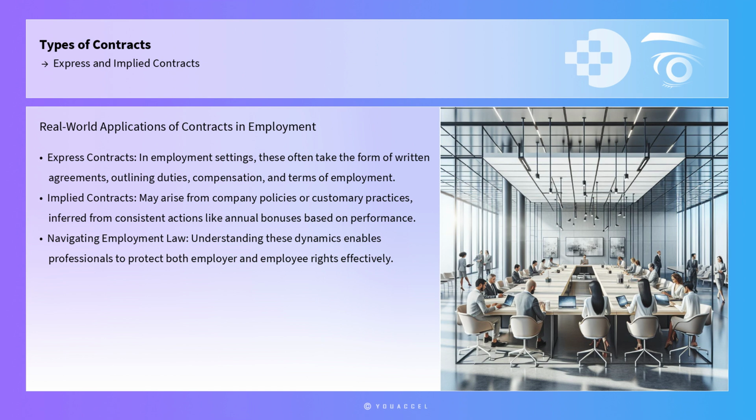For example, an implied contract might be inferred if an employer consistently provides annual bonuses based on performance, even if not explicitly stated in the employment agreement. Understanding these dynamics enables professionals to navigate employment law effectively, ensuring that both employer and employee rights are protected.